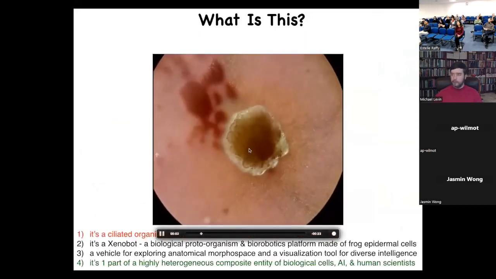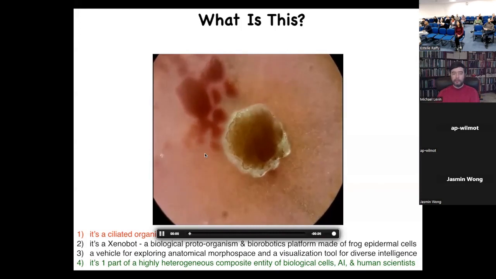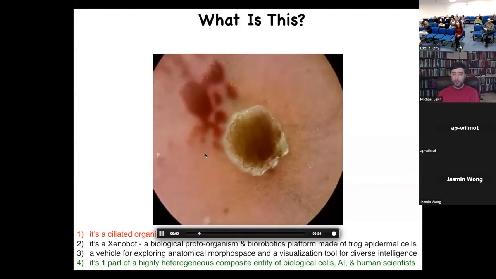This is a Xenobot, and here it is. It's been fixed down, and so the ciliary motion that it usually uses to swim through the water is, you can see it here, pushing the particles past it. And so one thing you might think from looking at it, if you didn't know what it was, is that it's something we found in a pond somewhere, and you might think that it would have an invertebrate genome and so on. But it's actually a Xenobot. It's a biological sort of proto-organism and biorobotics platform that we made out of skin cells in the frog.